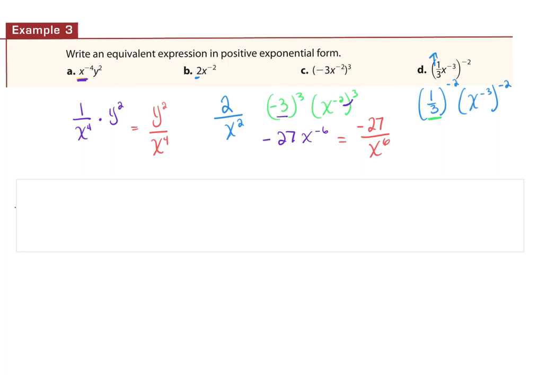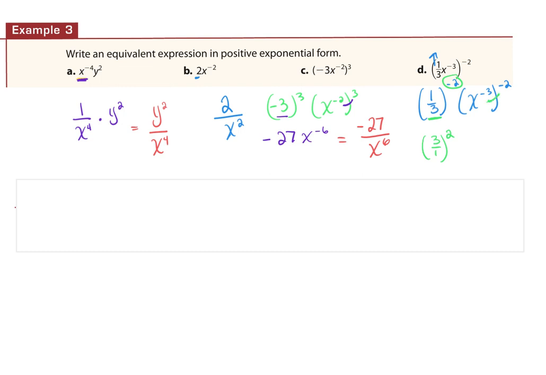So with this fraction, I have 1/3 to the second power. I need to flip it and take it to the second power, right? Because right now it's to the negative 2. So I'm actually going to flip this, 3 over 1, and I'm going to take it to the positive second power. It reciprocates it. That's what that negative exponent has been doing.